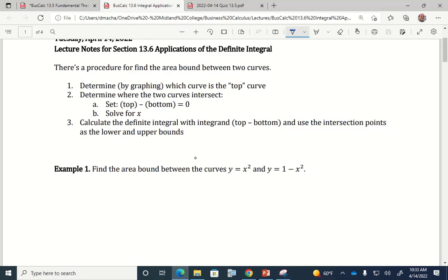And then finally, step 3 means you're going to set up a definite integral with your integrand being your top minus your bottom. That's going to be our f function. And we're going to use those intersection points as our lower bound and upper bound. So wherever the curves intersect, that's going to be the lower bound and the upper bound.